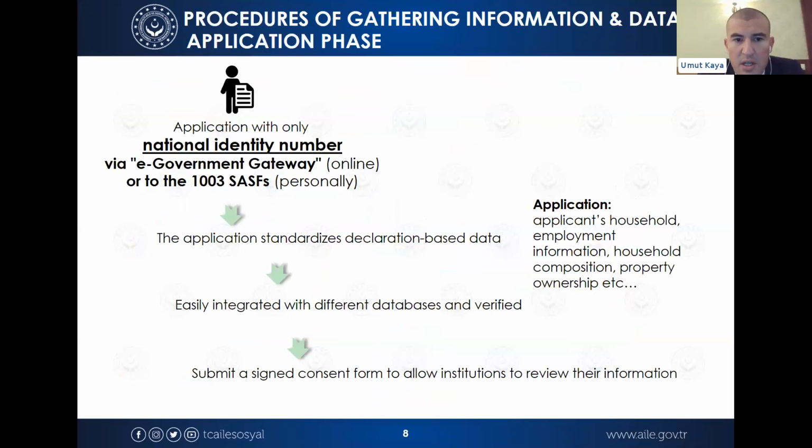The process is something like that. You can apply for the social assistance programs. Just quickly, Umut, you have another 3 minutes. Okay, sorry, thanks. Yeah, time is relative.